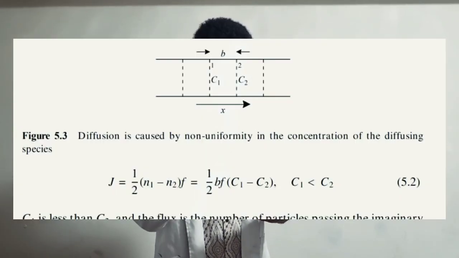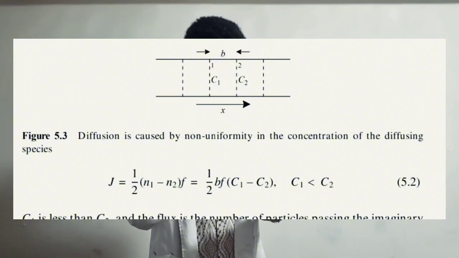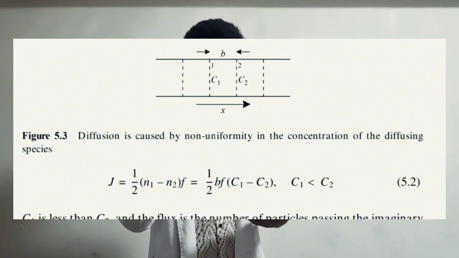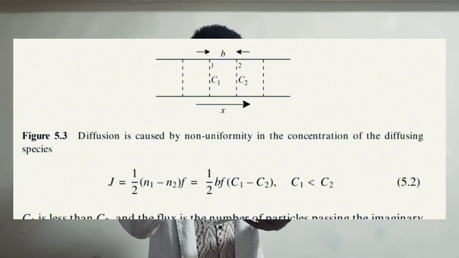The total flux of particles is measured by Fick's second law. Fick's law gives a measurement for the total flux, which is J equal to half of D into C1 minus C2, where C1 and C2 are the concentration gradient.